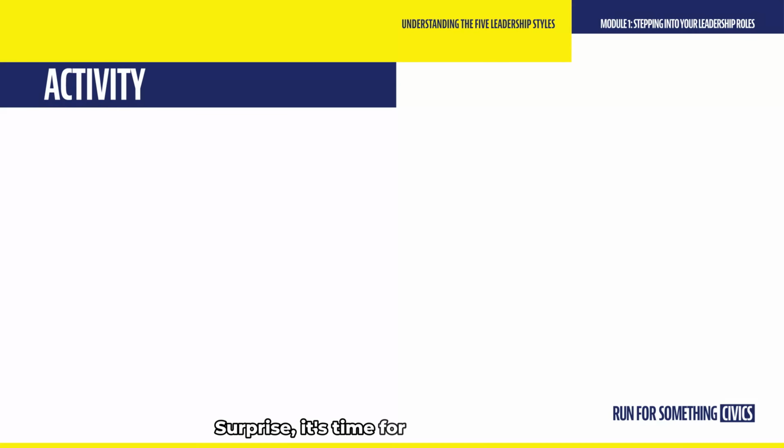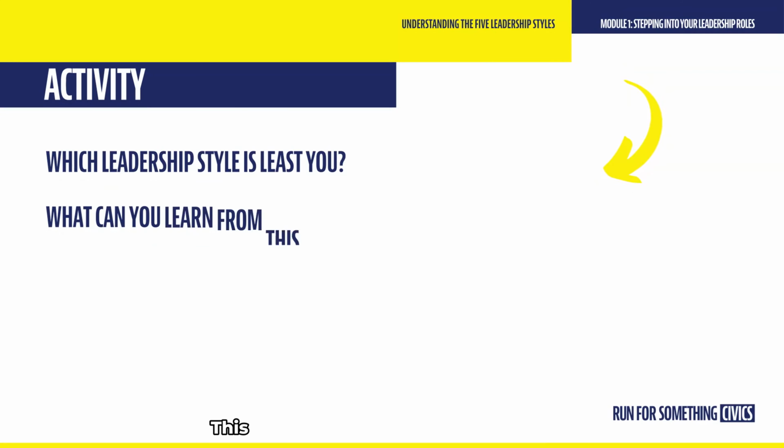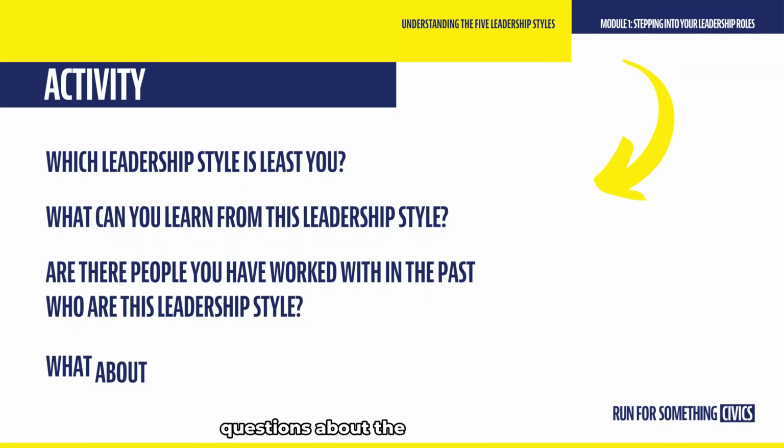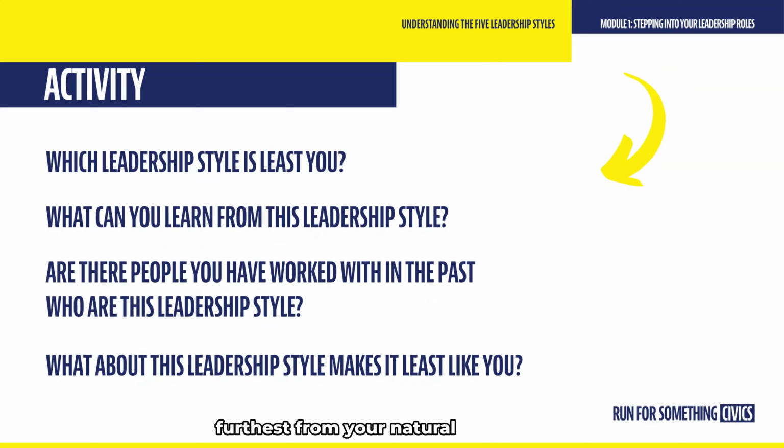Surprise! It's time for another activity. This time you're going to answer some questions about the leadership style furthest from your natural alignment. Answer these questions. Which leadership style is least you? What can you learn from this leadership style? Is there something that you're not seeing or that is a challenge for you that they may be able to support you with? Are there people you've worked with in the past who are this leadership style? And what about this leadership style makes it the least like you? Once again, please pause here until you're ready to move on.